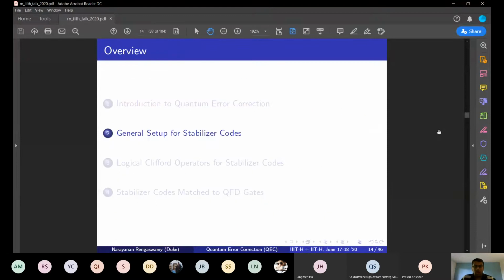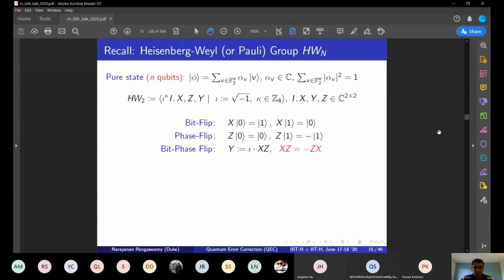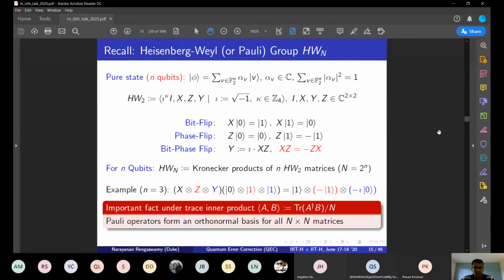Okay, so now the next thing I'm going to do is to generalize what we saw as examples to a general principle, a systematic mathematical formalism for general stabilizer codes. For that, let's again look at what the Pauli matrices were doing. So we had this X matrix, and the X is the bit flip and Z is the phase flip.